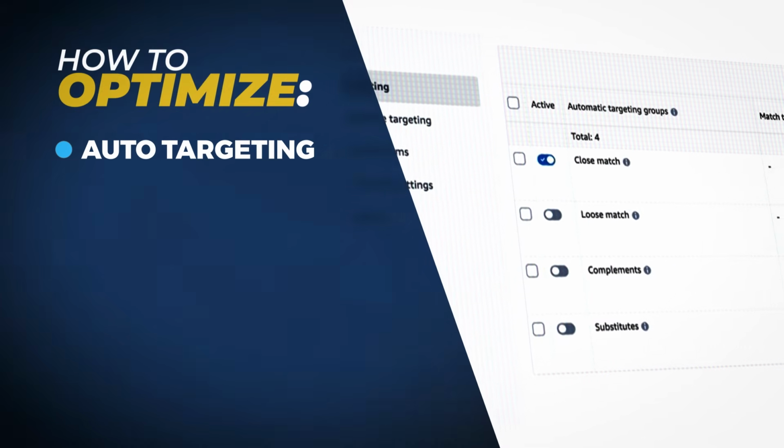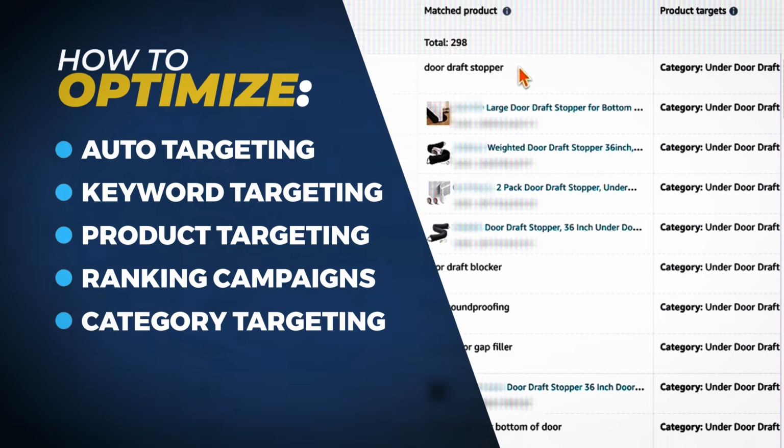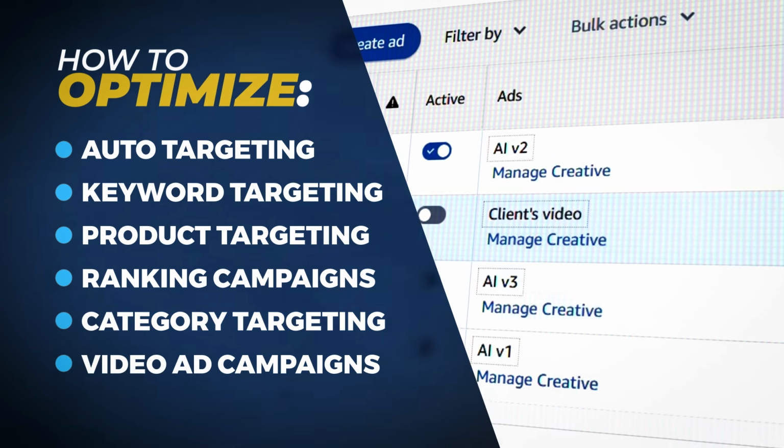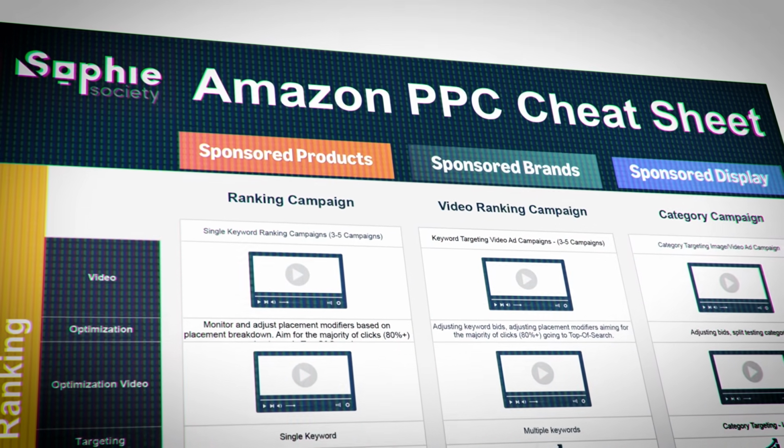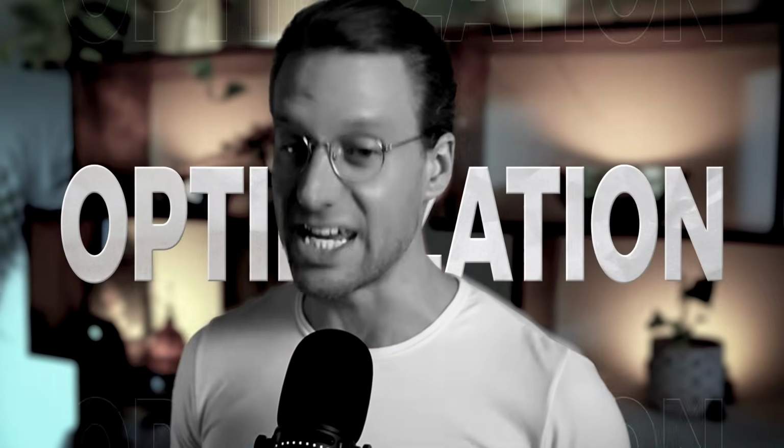We're going to go through how to optimize auto campaigns, keyword targeted campaigns, product targeted campaigns, ranking campaigns, category targeted campaigns, video ad campaigns, and more. I'll also be giving you access to a cheat sheet later that breaks down step by step how to set up each of these campaigns. So with this video and the cheat sheet together, you'll be able to set up and optimize any Amazon PPC campaign like a pro.